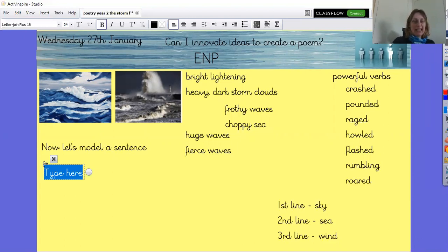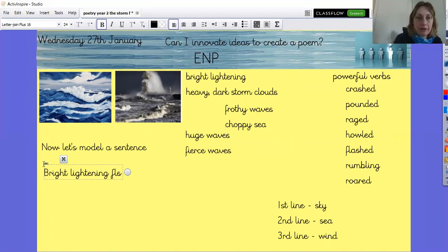I wanted to really think about that lightning flashing in the sky. So I'm going to have a go at starting to write. I'm going to start with bright lightning. Now I need to remember my capital S because it's the start of a sentence. So I've got my EMPs, bright and lightning. Now I need a verb, and it's got to be a powerful verb to show you what's happening. So I'm going to put in the word flashed.